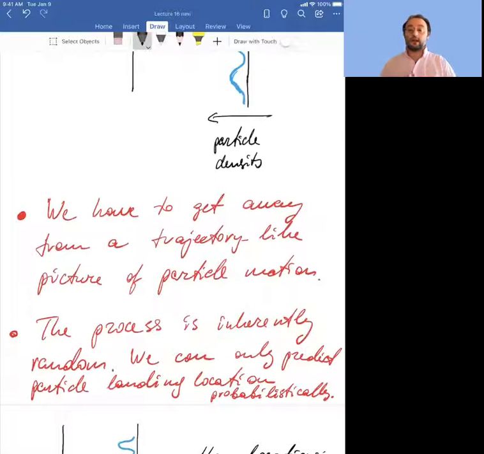And second, we see that the process is inherently random. We can only talk of particle landing location probabilities, which is completely incompatible with the trajectory view of particles. With trajectories, if you know initial conditions well enough, there are no probabilities to speak of. Here, even if we make the experiment perfect, the outcome is still random. This is a very important idea.